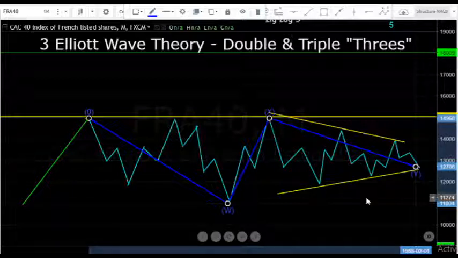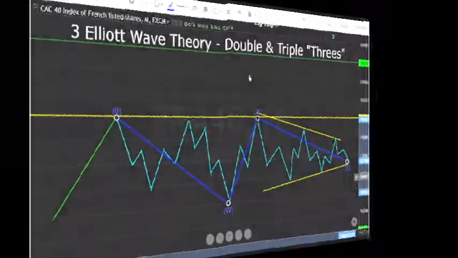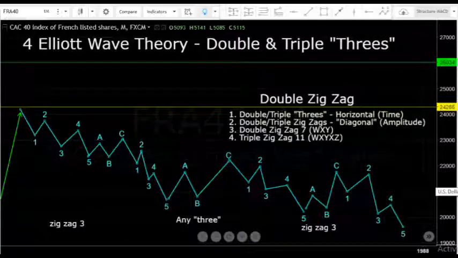Okay, so let's have a look at another complex corrective structure. So here we have what's known as a double zigzag. Now I didn't mention these when we were looking at zigzags, basically because I didn't want to turn a simple presentation into a complicated presentation. But now that we know about double and triple 3s, we can look at our double zigzag.